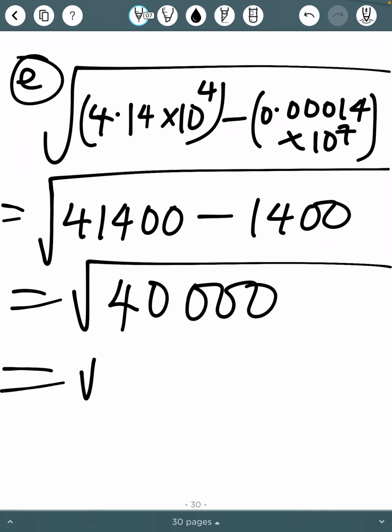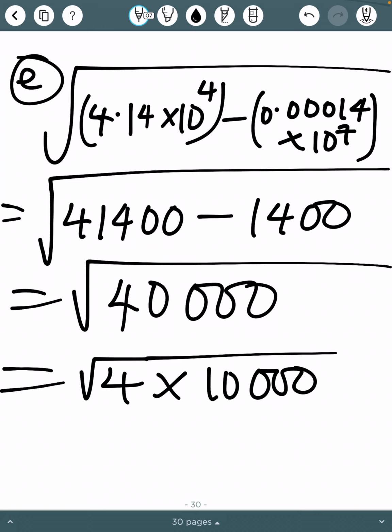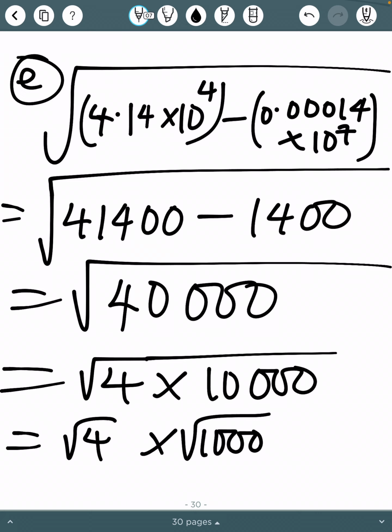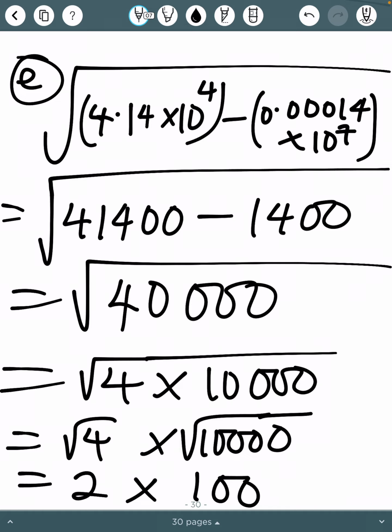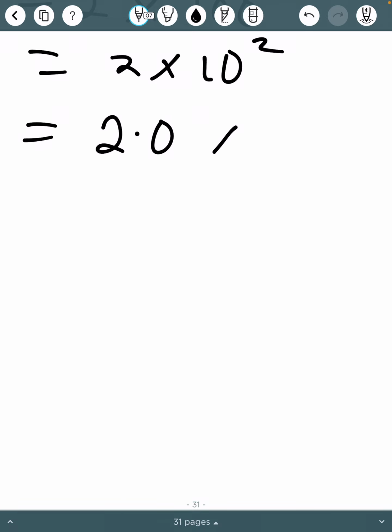And the square root of 40,000 is the same thing as the square root of 4 times 10,000. So that's square root of 4 times square root of what? 10,000. So that's 2 times 100. I hope that's clear. That will be 2 times 10 raised to power 2, or more correctly, 2.0 times 10 raised to power 2.